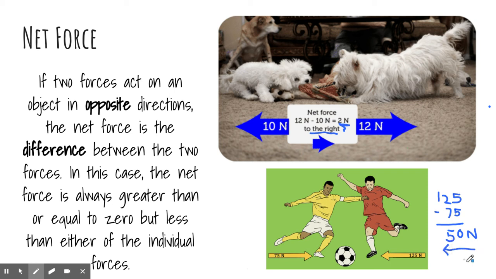And I'm okay with you either putting arrows or actually saying to the left. But typically when we're online, you're just going to need to type out 50 newtons to the left. Okay, so that is when they are going in opposite directions.